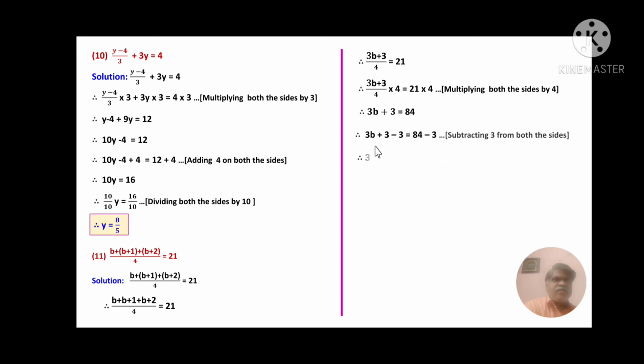So here it is 3b is equal to 81. 84 minus 3 is 81. Now divide both sides by 3. And what you are getting is 3 upon 3 into b is equal to 81 upon 3. The 3 gets cancelled, and what is left is b is equal to 27, which is the solution for the given equation.